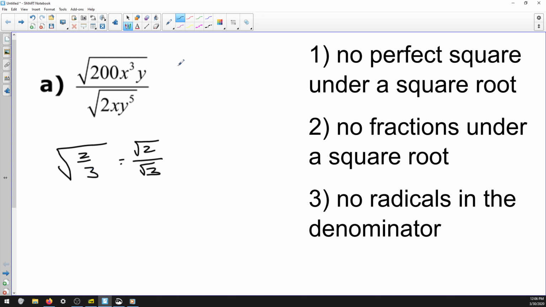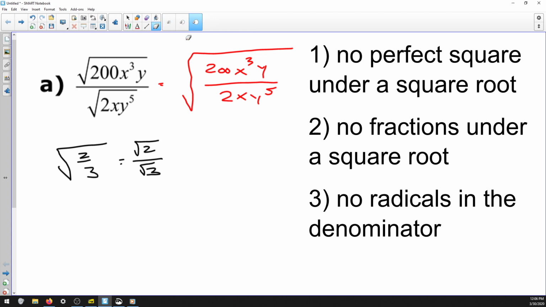So I'm going to start off for this problem here and say that if I take the entire fraction, 200 x to the third y, and 2x y to the fifth, and put it all under one radical, I can do that because I'm just reversing the property that we just saw right here. By doing that, I create one fraction that I can simplify. And that's what I'm trying to do.